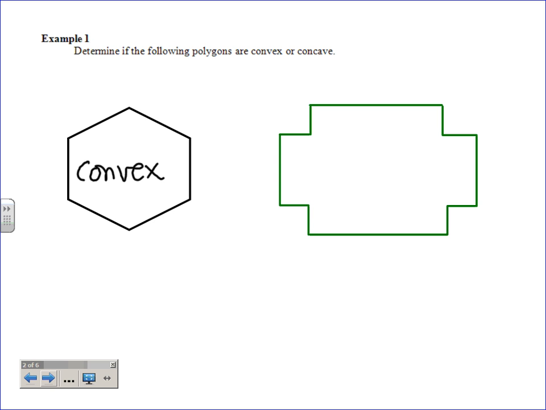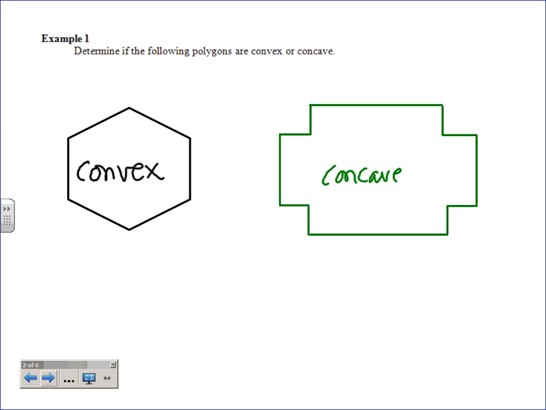How about this one over here? Kind of reminds me of that first aid symbol. Is that convex or concave? Concave, yeah, it caves in a bunch of times. That's definitely concave. What's that one called? Concave, but if you had to do it by numbers, I believe there are 12 sides to it. It's a dodecagon.